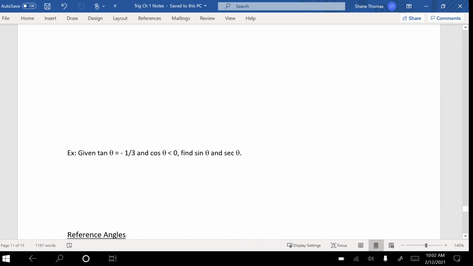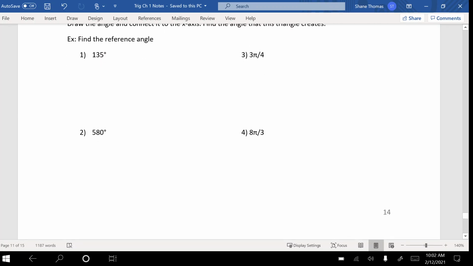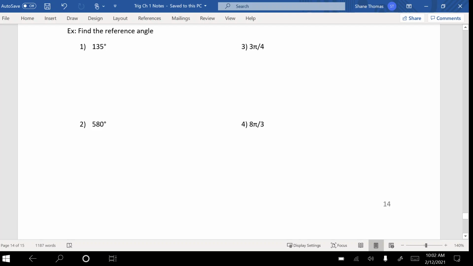All right, so 135 degrees is the first one we have. We want to find the reference angle. So 135 degrees, what quadrant is that going to be in? 1, 2, 3, 4. Quadrant 2. Just think about it: 90, 180. It's between 90 and 180, so it would be in quadrant 2. So I'm going to go ahead and draw this guy. I think this is the easiest way to do it, is to draw it.